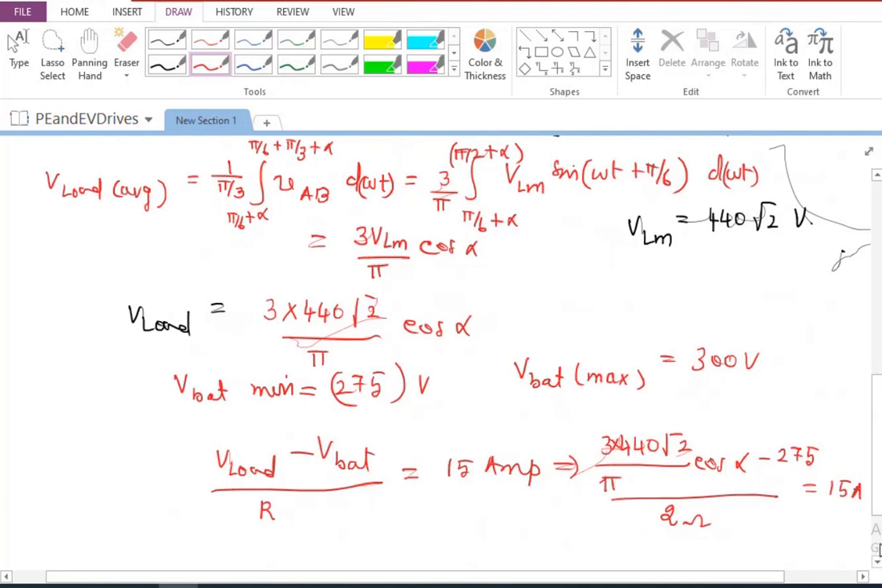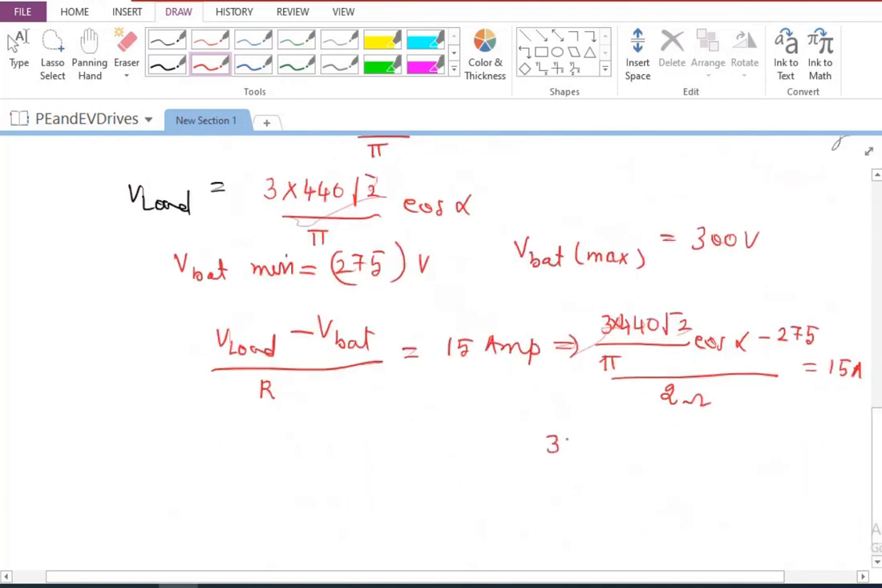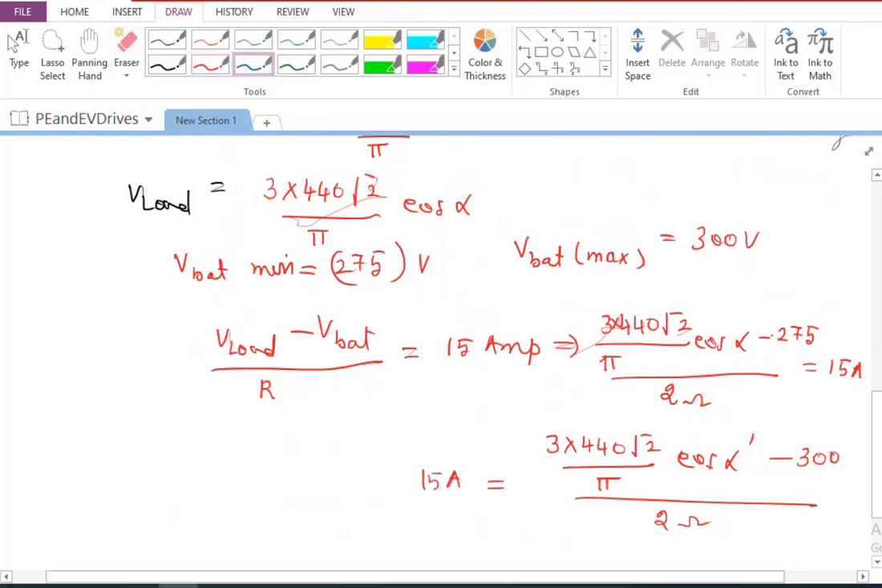The same thing if I try to write for maximum battery voltage, this will be 3 multiplied by 440 times root 2 divided by pi cos alpha dash minus 300 volts divided by 2 ohm. This will be equal to 15 ampere. So there are two cases. One will give me the firing angle corresponding to 275 volts. The other one will give me corresponding to 300 volts. So alpha and alpha dash I should be able to calculate.